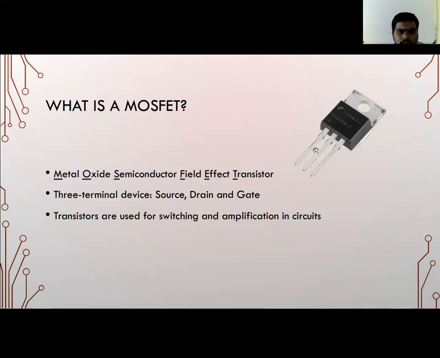It is used for turning on and off, on and off. By turning this MOSFET on and off, you can convert DC into AC or AC into DC. And it is also used for amplification purposes in a circuit. Amplification means if a voice signal is there, that voice signal can be amplified in a circuit to a very large voice.